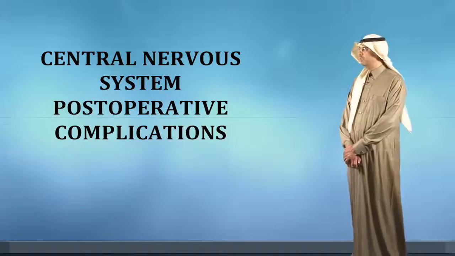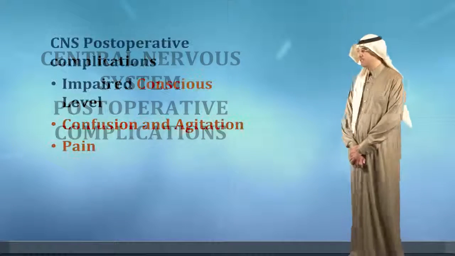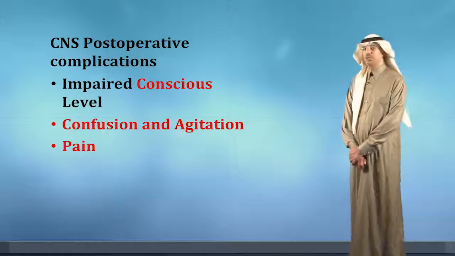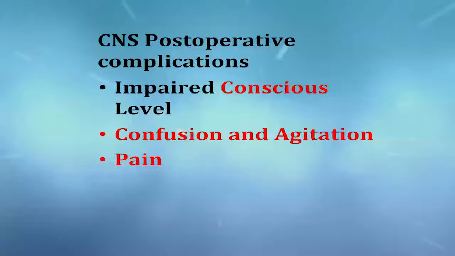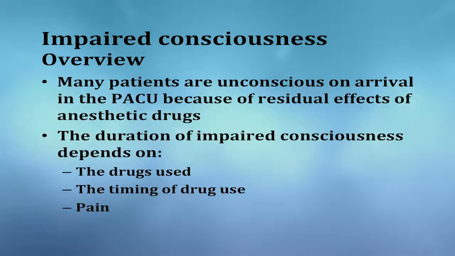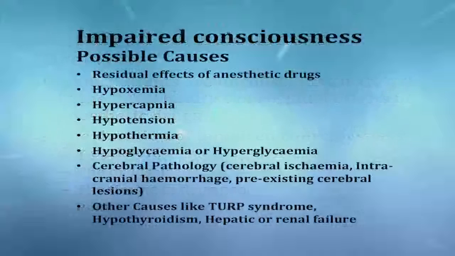Now we move to the central nervous system post-operative complications. The usual anticipated post-operative complications related to the central nervous system are either impaired conscious level, confusion and agitation, or pain. What about impaired consciousness? Many patients are unconscious on arrival in the PACU because of the residual effect of the anesthetic drugs. The duration of impaired consciousness depends on the drug used, the timing of the drug used, and the pain perception.